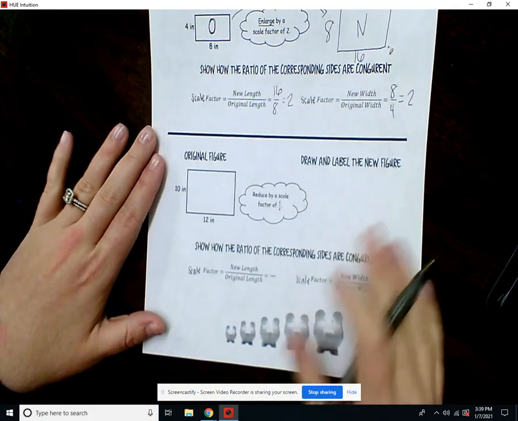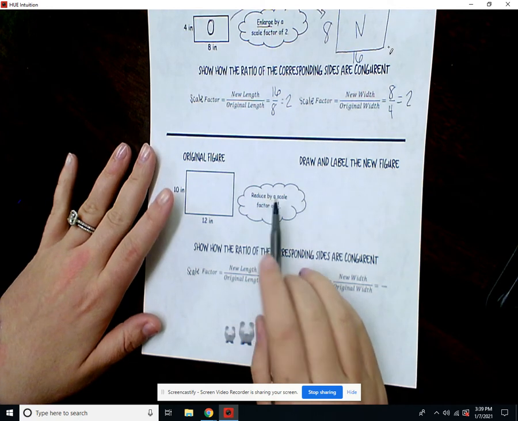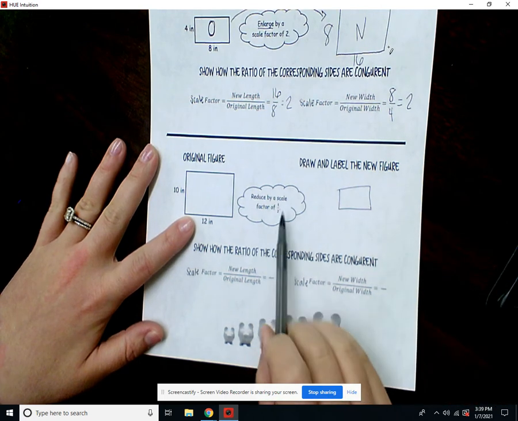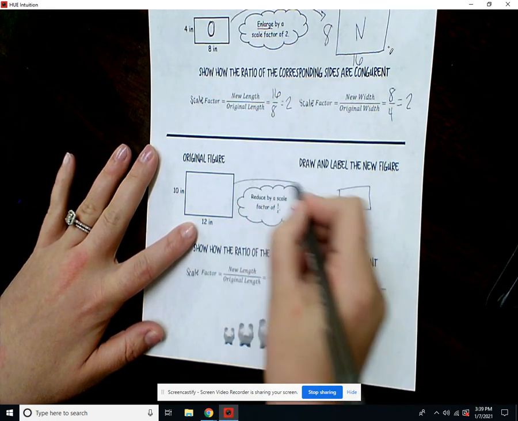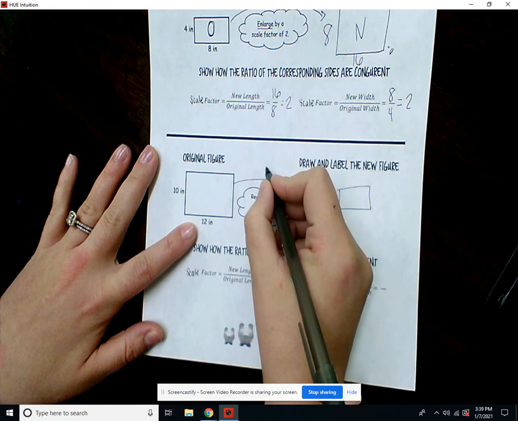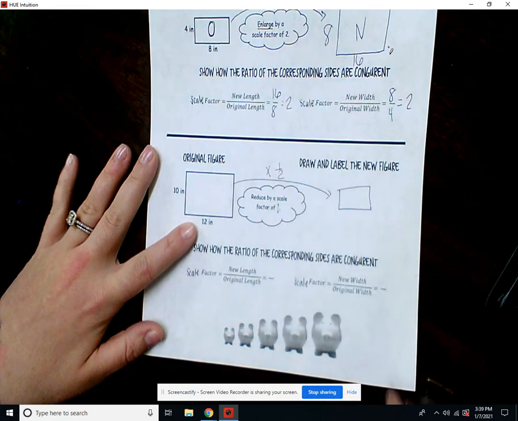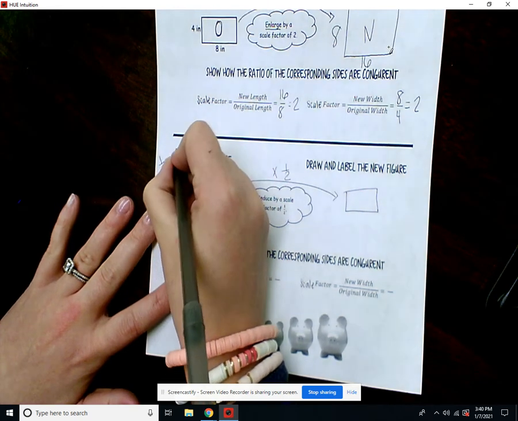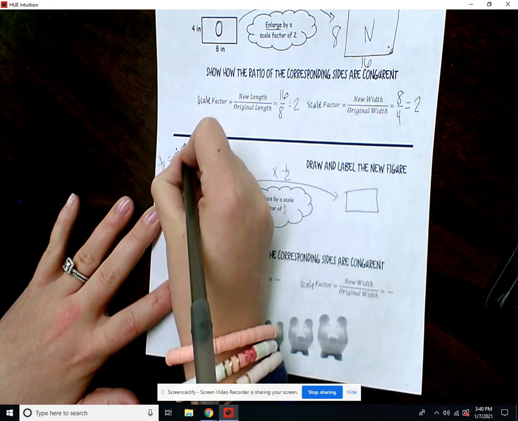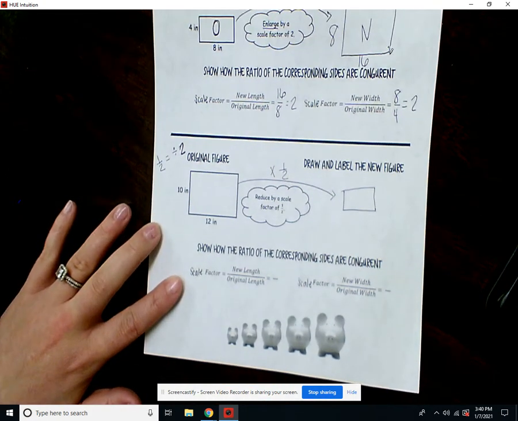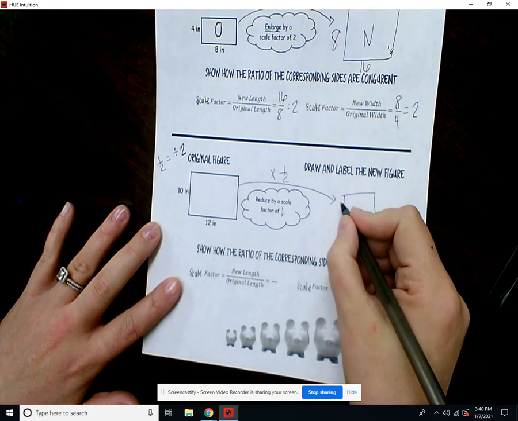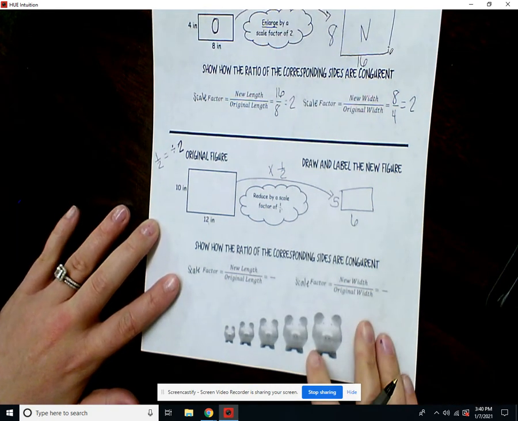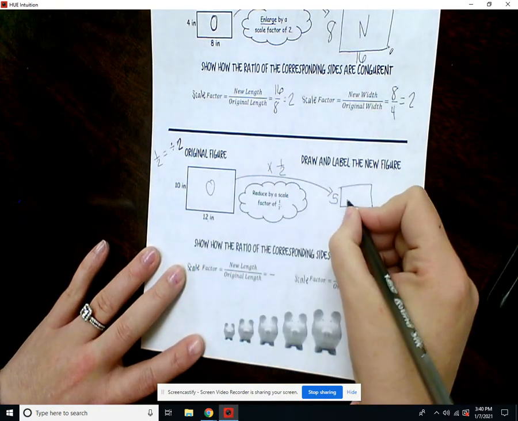All right, so this next one we're going to reduce. So reduce means make it smaller, and we're going to reduce it by half. So a half is saying the same thing as dividing it by 2. So yes, we are timesing it by 1/2, but again, when we have a half, it also means divide by 2. So half of 10 is 5. Half of 12 is 6. So this is our original and then our new.